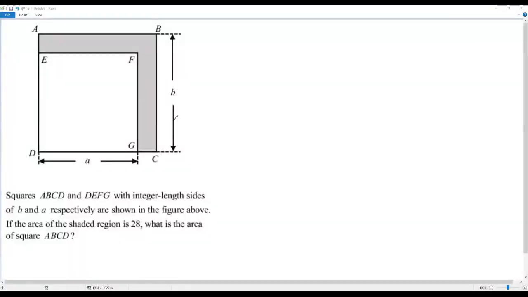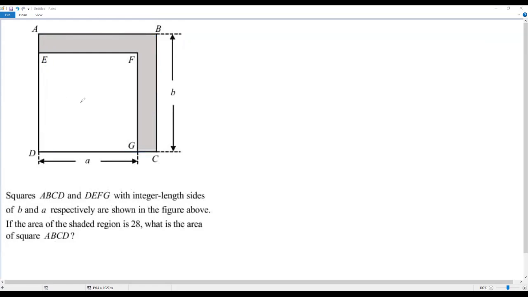Here we have a SAT math problem. Okay, let's go to the question. Squares ABCD and DEFG with integer length sides of B and A respectively are shown in the figure above. If the area of the shaded region is 28, what is the area of square ABCD? Okay, we have to find the area of the square ABCD, that is the bigger square over here.